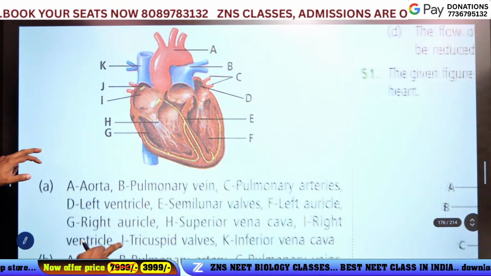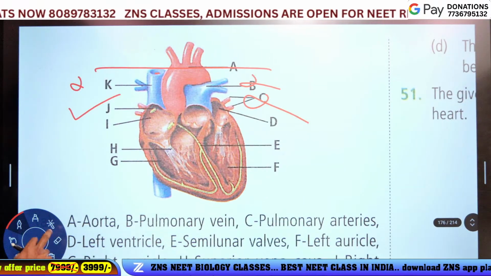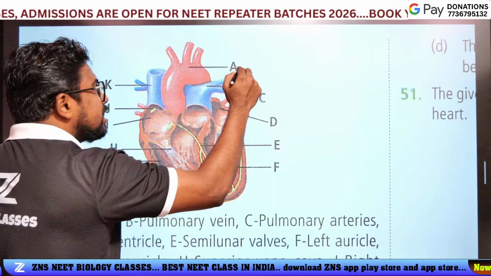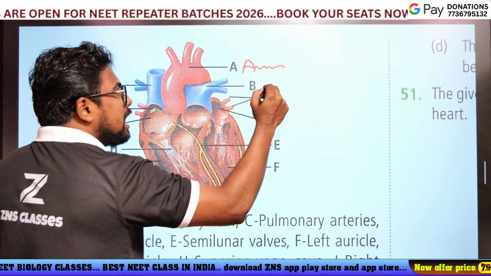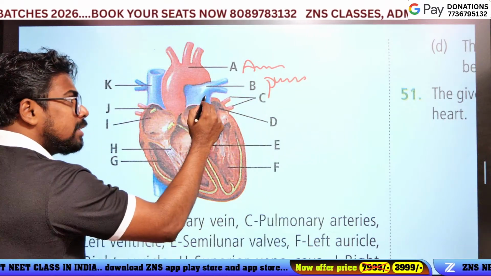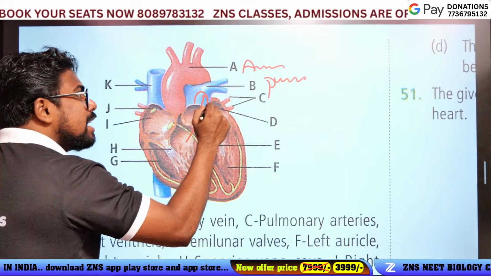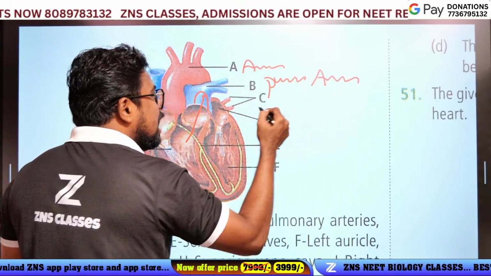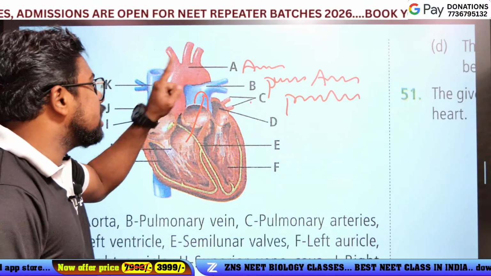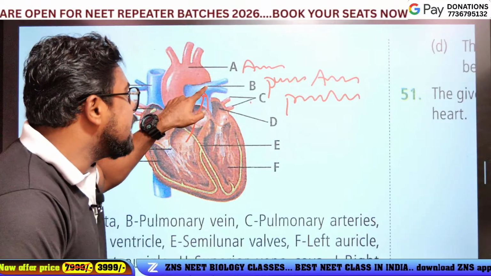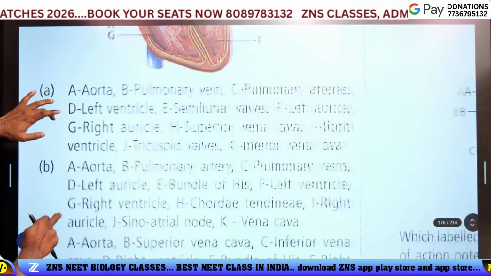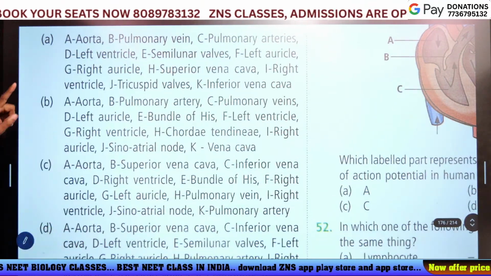Look here, guys. First of all, it's a diagram. Who is this? It is aorta. Who is B? It's a pulmonary vein. No, B is a pulmonary artery. Who is C? C is pulmonary vein. Option A is aorta, B is pulmonary artery, and C is pulmonary vein. Give me the answer. A, aorta.